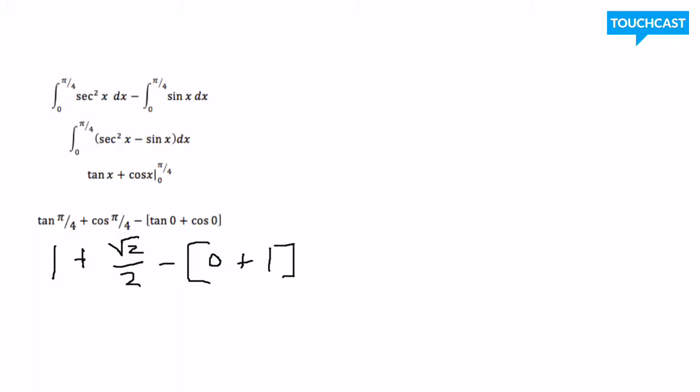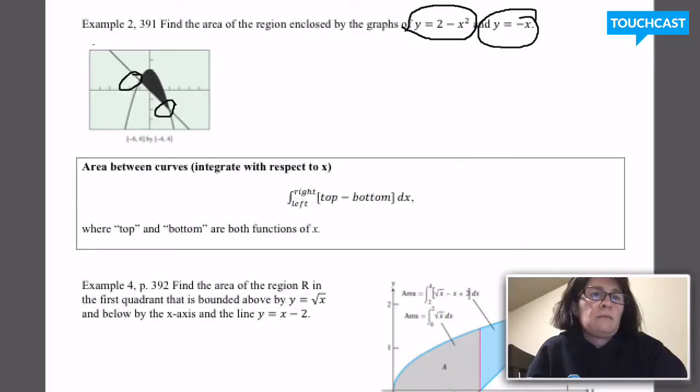Recall in a free response question, you would not be required to do this simplification, but we'll do it here so we can check our answer in the back of the book. So this is 1 plus radical 2 over 2 minus 1. So final answer, square root of 2 over 2. So come back to this picture here.